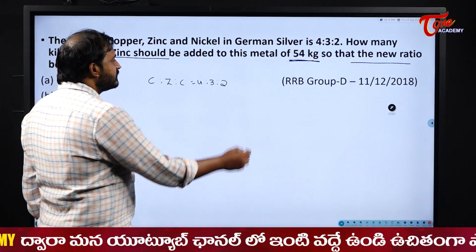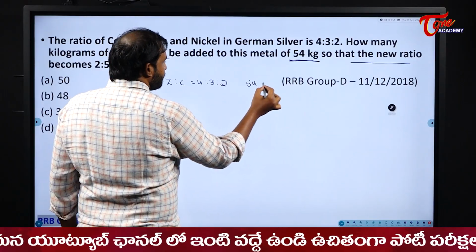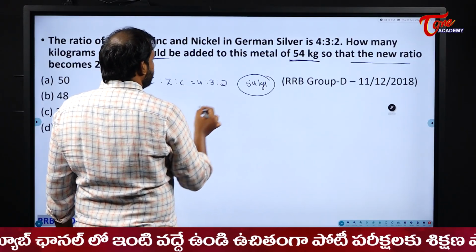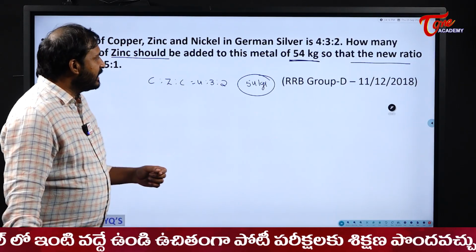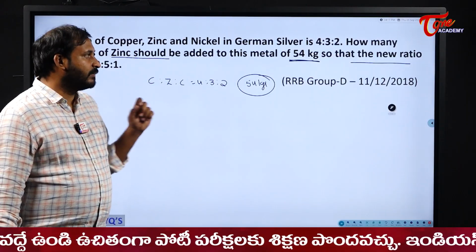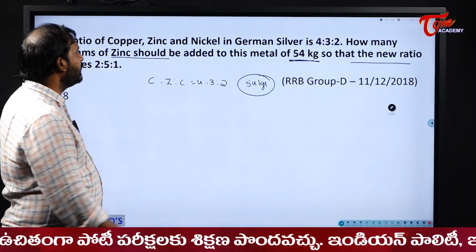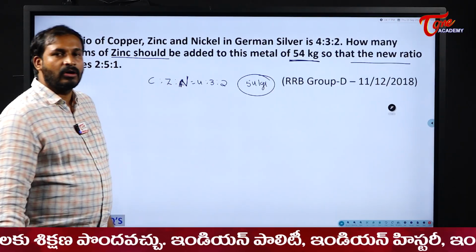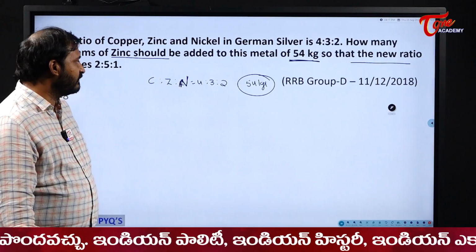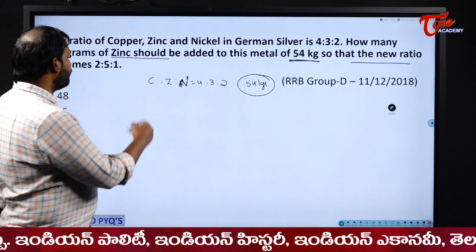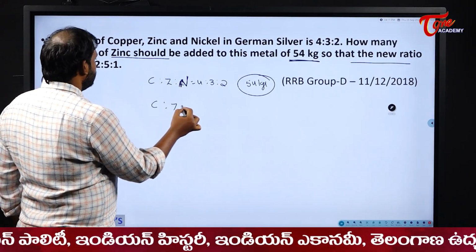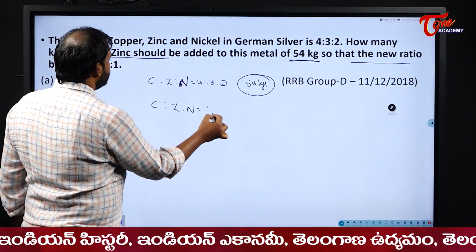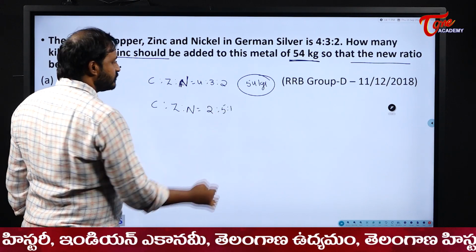Now first of all, in this 54 kgs, very simple students. Only one thing will vary, before and after: the zinc proportion. But what about the copper and nickel? Both copper and nickel are unchanged here. So after that, later it should become copper, zinc and nickel in 2 is to 5 is to 1.